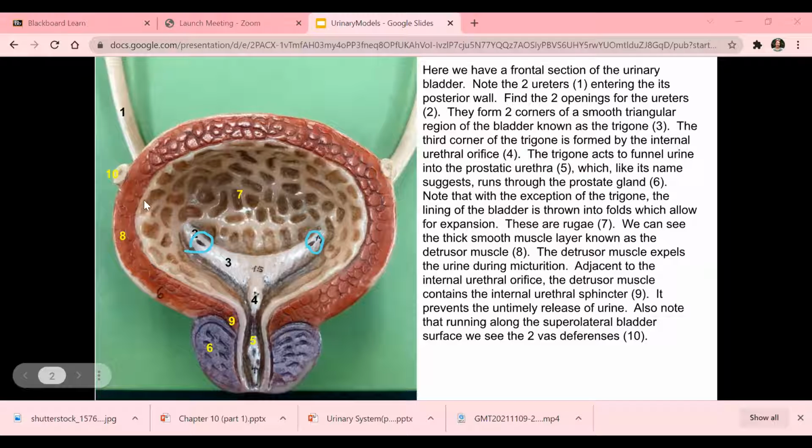In this picture, you have 2 tubes. They are number 10, and they are the sections of vas deferens in the male urogenital system.